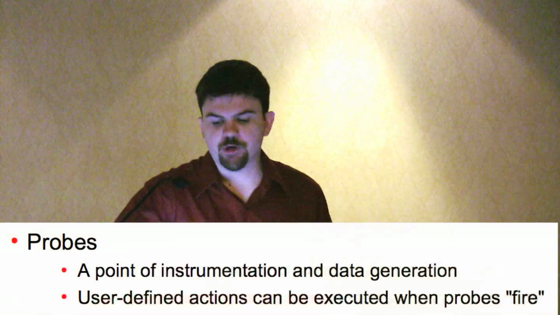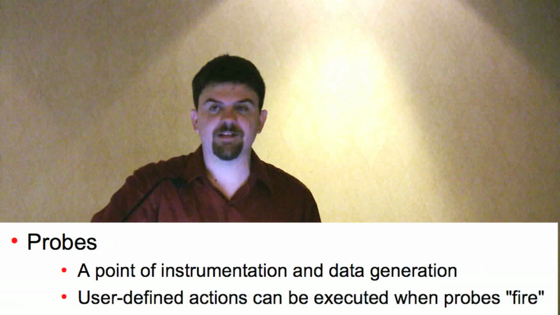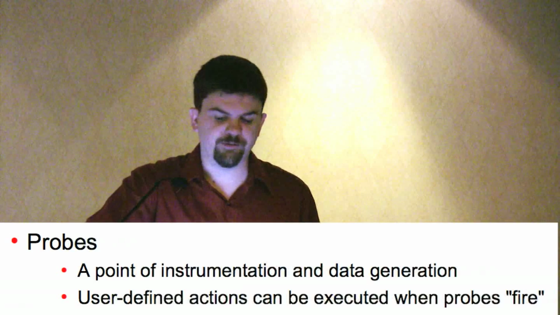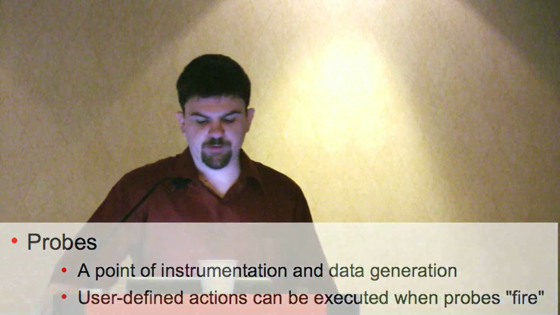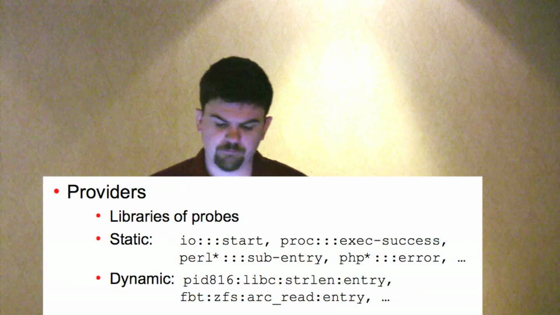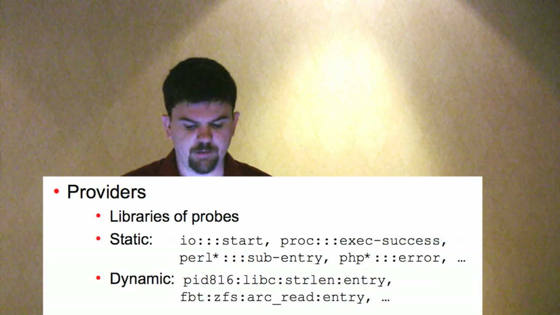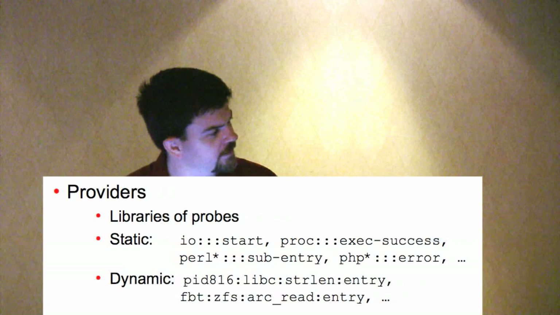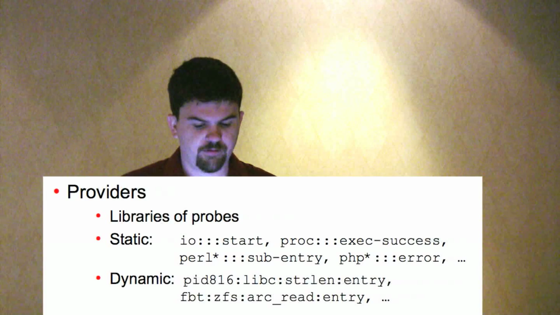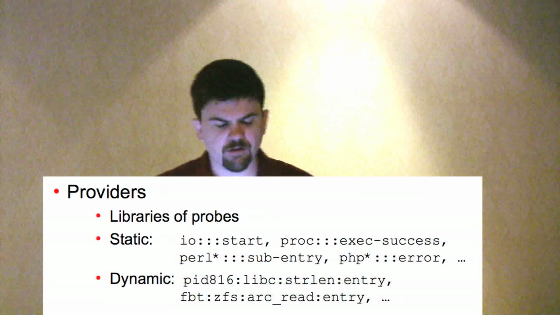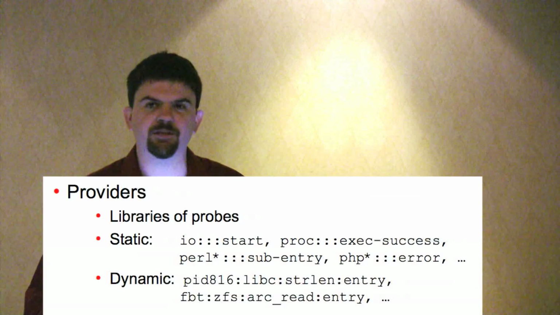Probes. Probes are a point of instrumentation and data generation, and user-defined actions can be executed when probes fire, and probes are what DTrace examines. Providers are libraries of probes, and terminology matters here. We have static providers versus dynamic providers. So I've got a couple of examples here, and by example, it may be the easiest way to explain the difference.